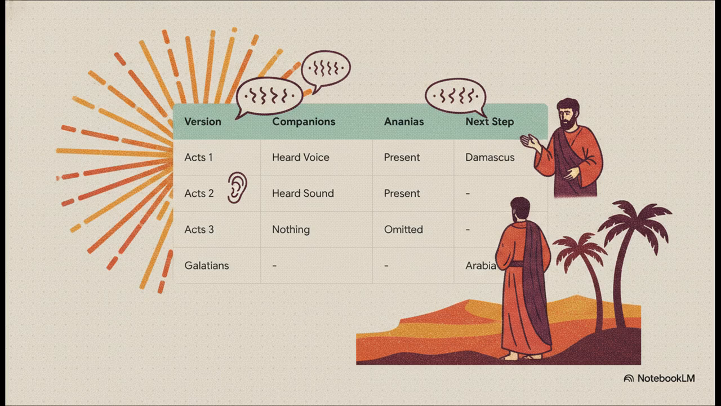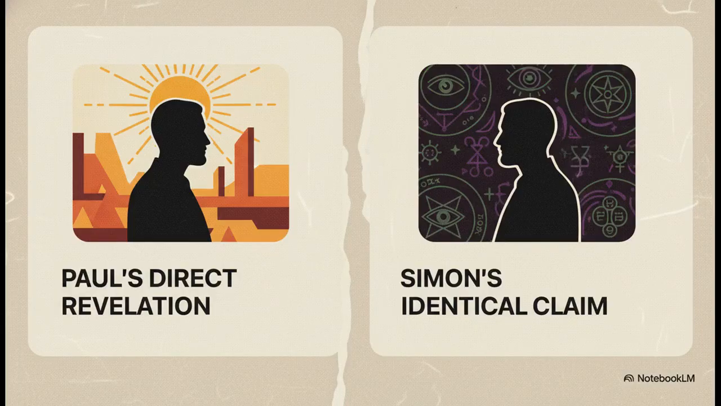They point out discrepancies like, did his traveling companions actually hear a voice, or just a sound they couldn't understand? Did they see the light, or was it only Paul? In one version, the disciple Ananias plays a huge role, but in the version told to King Agrippa, Ananias is totally omitted. And did Paul start preaching in Damascus immediately, or did he wander off into the Arabian desert? The source uses these inconsistencies to paint Paul as a guy who constantly changed his story depending on who was listening.